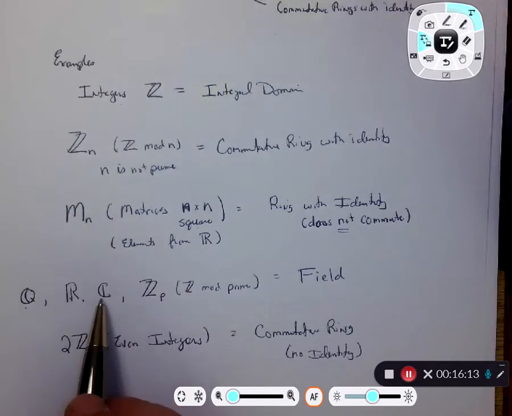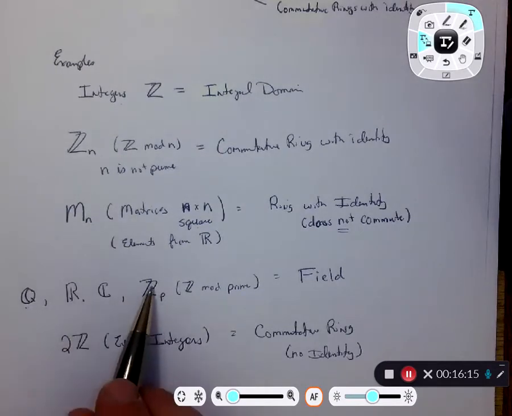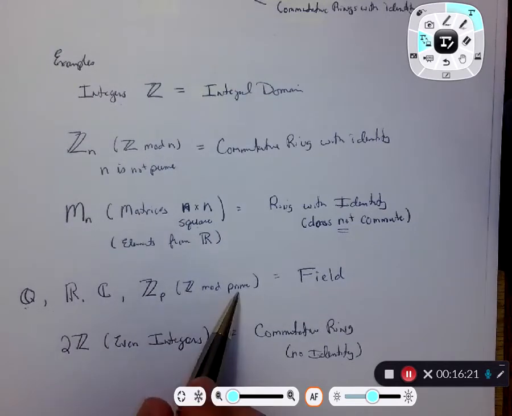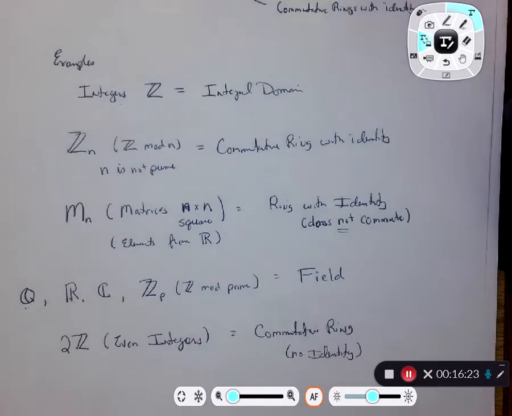Imagine if you could do that, complex numbers. And the new thing that we just discovered, Z mod P, where P is prime. All of these guys are going to be fields. Each one of these guys is a field. All right, so let's look at some other ones.